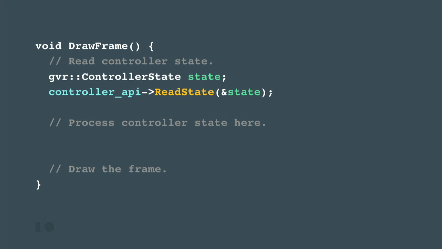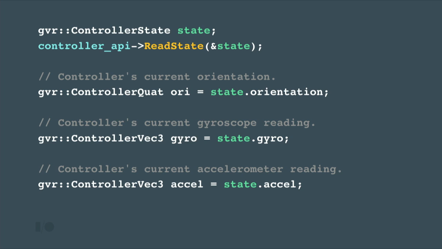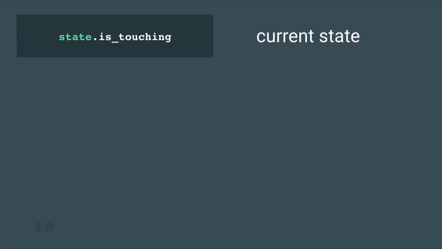And it's that simple because it doesn't need to be more complicated. On your drawFrame method, on your rendering logic, you're going to call readState, and that gives you the latest known state of the controller. And then you can process that state in render. How do you do that? Well, the state has fields such as orientation, gyro, accel, and those just mean the current readings of the various sensors in the controller. For a touchpad, we have an is-touching boolean that tells you if the user is currently touching the touchpad or not.